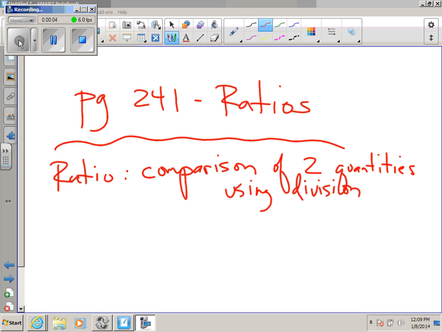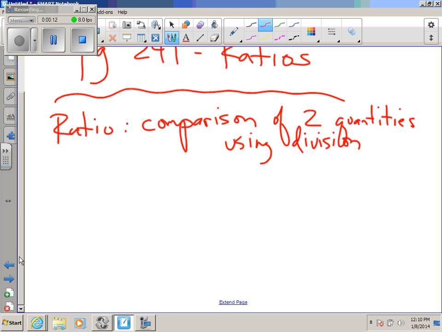Ratios. It's a comparison of two quantities by division. You can write a ratio in three different ways. Basically you're going to compare two different quantities. You will compare cats to dogs. You'll compare apples to oranges. You'll compare cupcakes to pencils. Whatever it is, they're going to be different quantities for the most part.